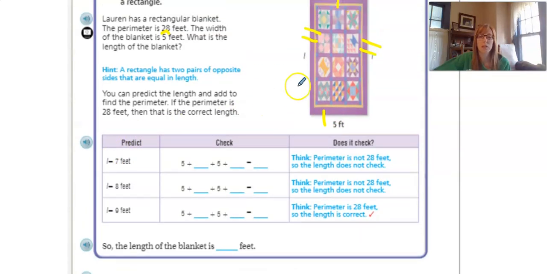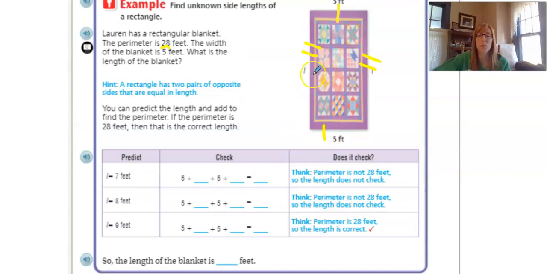They want us to predict. They want to know a prediction. So you can predict the length and add it to find the perimeter. If the perimeter is 28 feet, then what is the correct length? If this is 5 and this is longer, it for sure would be more than 5. But we know there's only a total of 28, and with 5 and 5 we're already using up 10 of the 28. So 5 plus what plus 5 plus what would equal 28. Think to yourself, what's a good estimate? They're predicting it's 7.